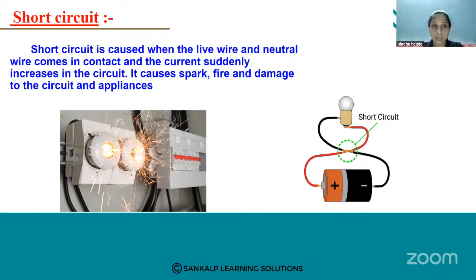How does this short circuit happen? Short circuit is caused when the live wire and neutral wire come in contact. See this diagram, it explains clearly. This red insulation indicates the live wire and this black insulation indicates the neutral wire. If they contact or overlap each other, that time the short circuit happens. So there is a sudden increase in the current in the circuit. Short circuit means a sudden large current flows in the circuit.